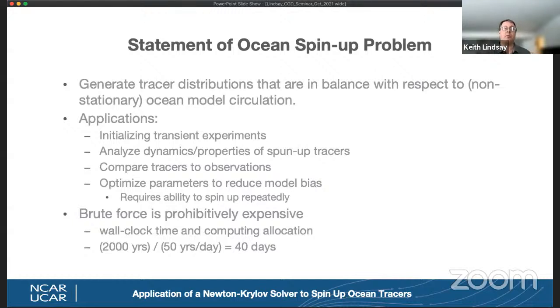So for example, if you want to do a brute force spin up of 2,000 years, and if you have a model that runs at 50 years per day, which is sort of a typical amount of performance for the GCMs that we run at the climate scale, that takes you over a month to do a spin up. So that is not something that you can do regularly. And it's also not something that you can do repeatedly to optimize parameters. So there's a challenge.